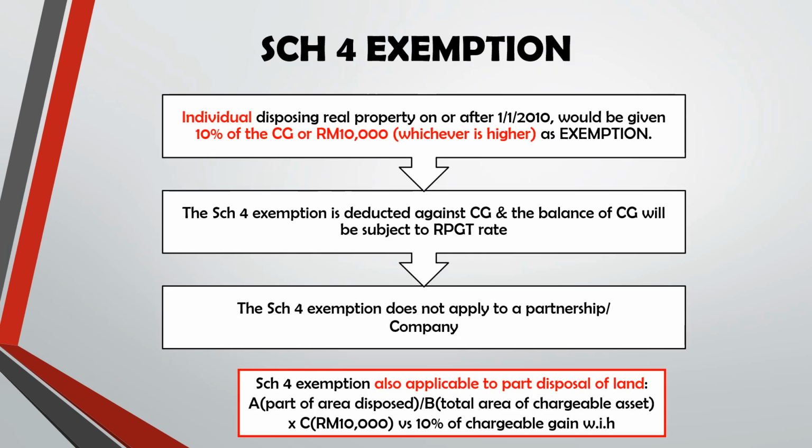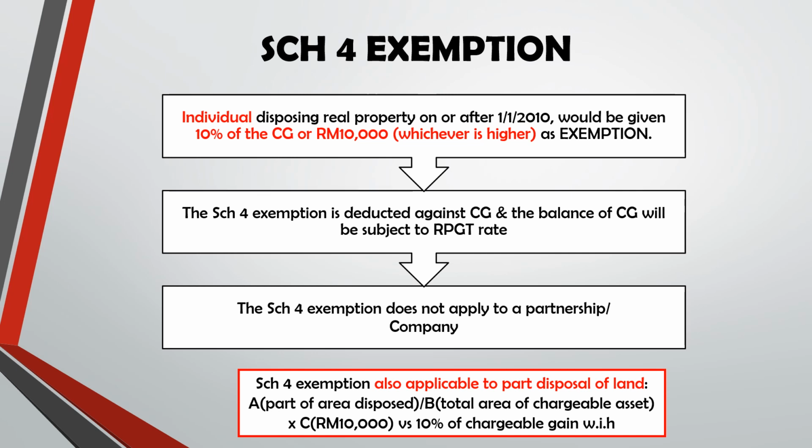First, Schedule 4 assumption, individual. Again, this assumption only applies to individuals. Disposing real property on or after 1st January 2010 would be given 10% of chargeable gain or 10,000, whichever is higher, as assumption. Again, only applies to individuals. If it is a company, it is not entitled, so the amount will be nil.